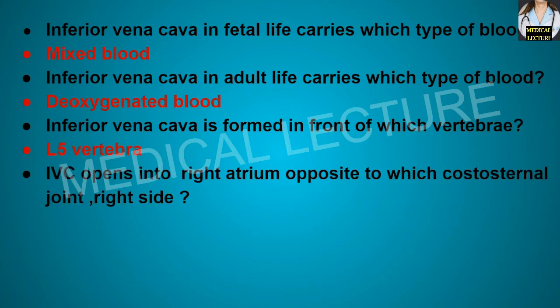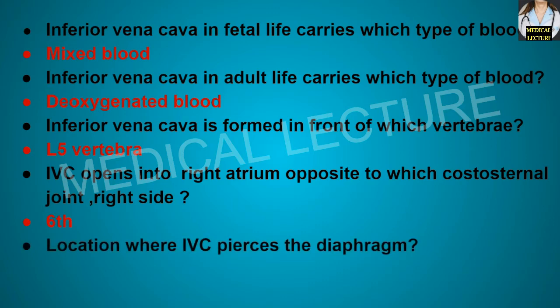Inferior vena cava opens into right atrium opposite to which costosternal joint? Right side. So opposite to the sixth costosternal joint, right side. What is the location where the inferior vena cava pierces the diaphragm? So at the T8 level, through the central tendon of the diaphragm, the IVC pierces the diaphragm.